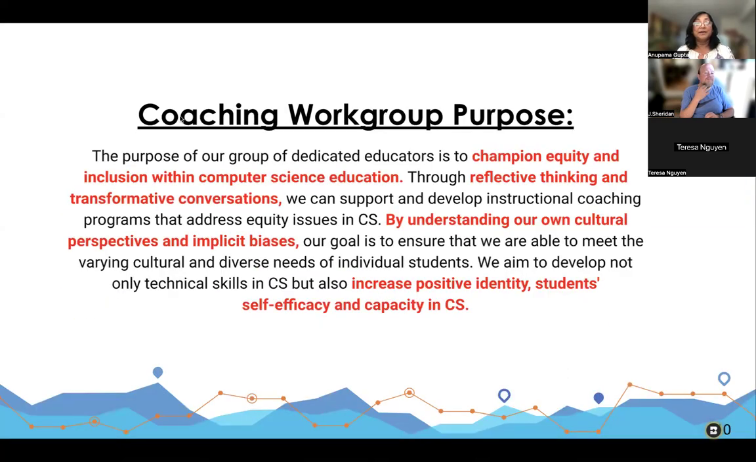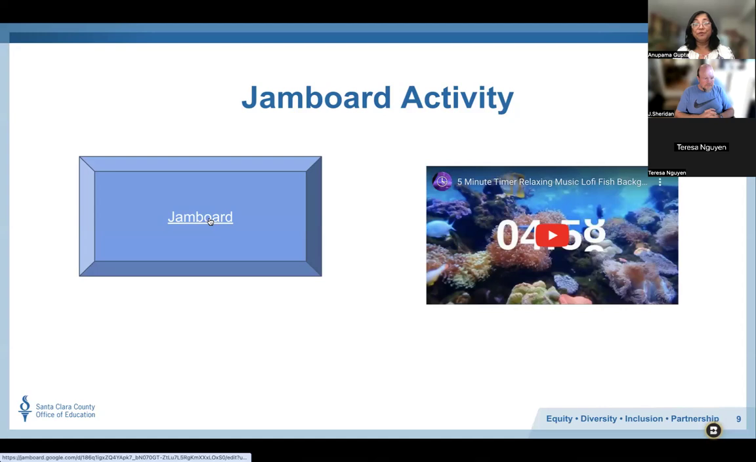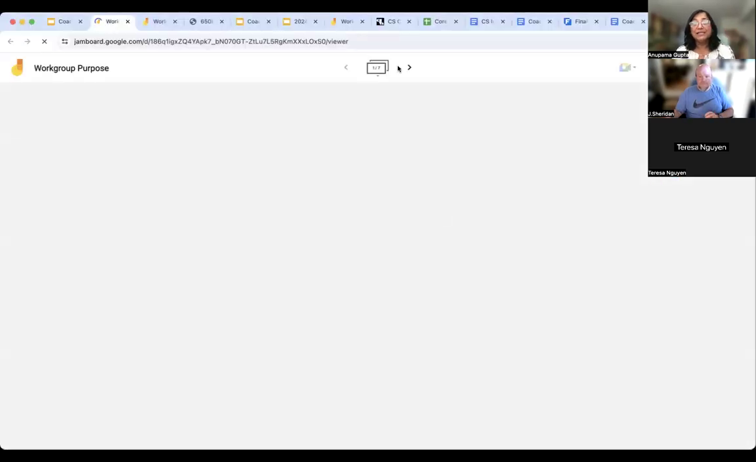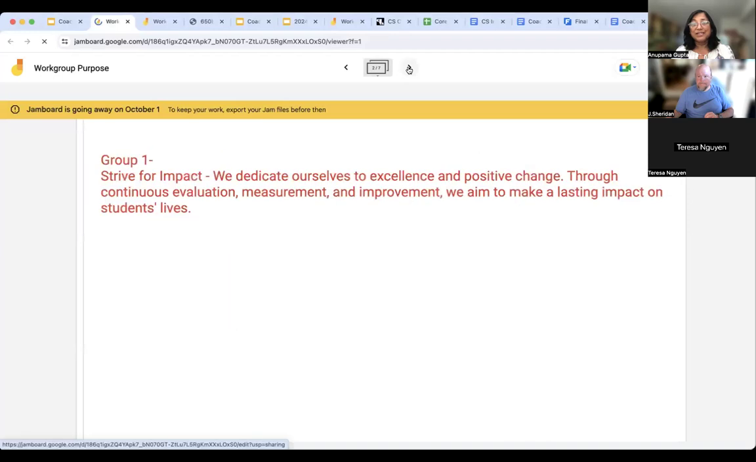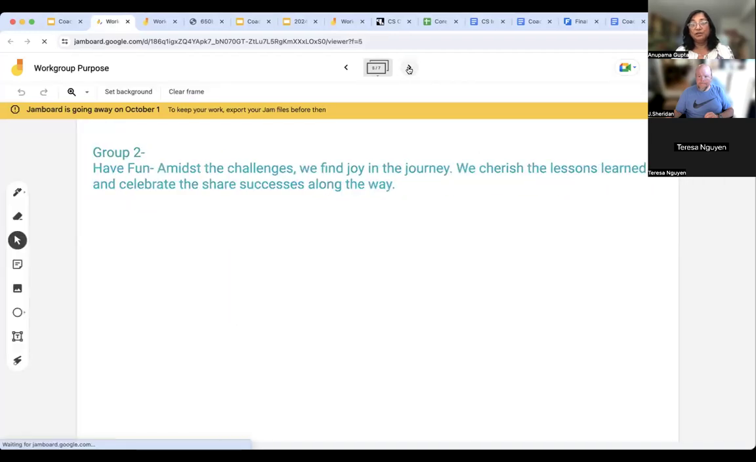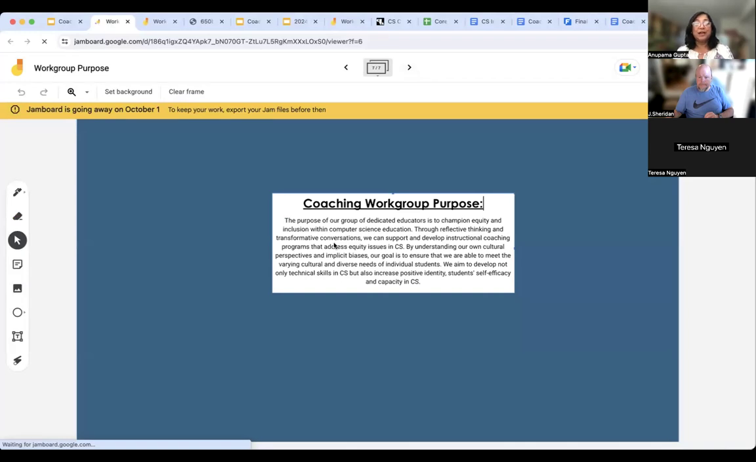So, going back to this one. Joshua, if you can go back to the Jamboard, slide 7. Teresa, whenever you reach or get a moment, if you can add your thoughts around this purpose statement, because that will be our core guiding path of why we are here and what we are doing together: having those reflective and transformative conversations about how we develop and increase positive identity of students and self-efficacy and capacity in CS.